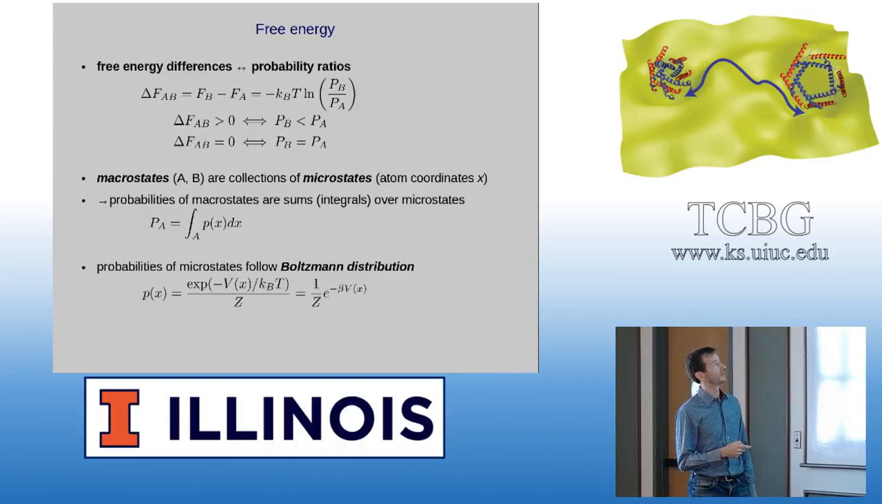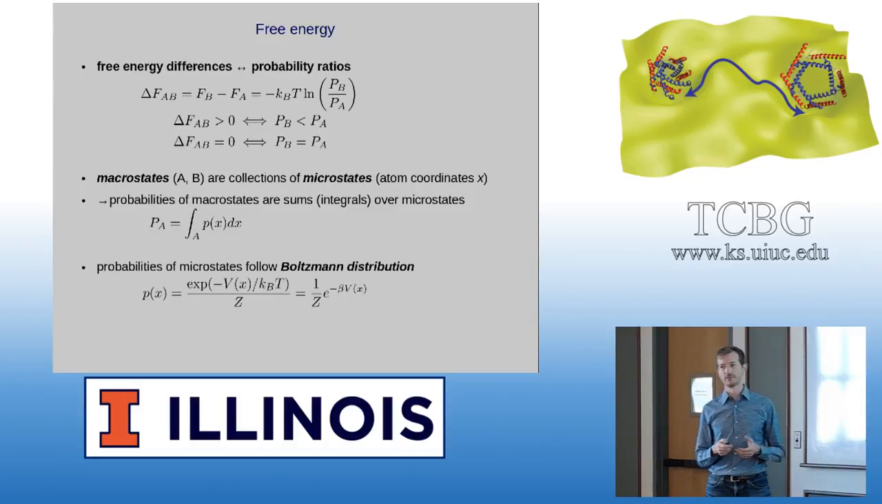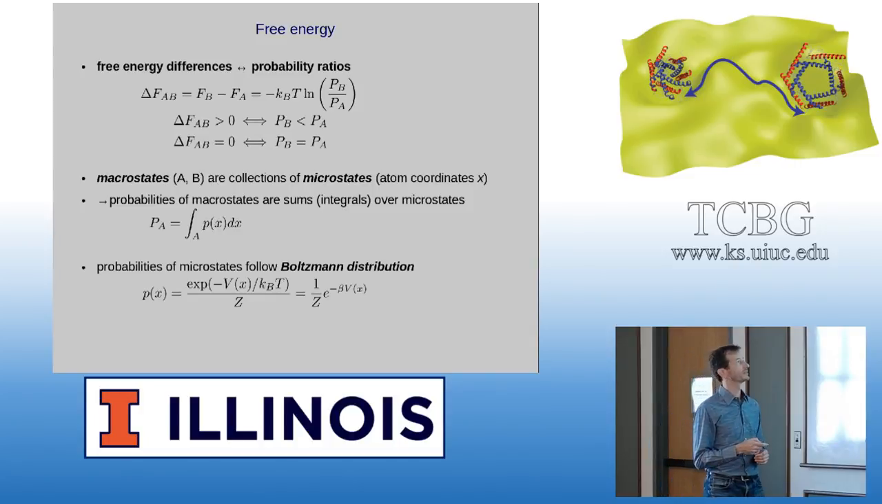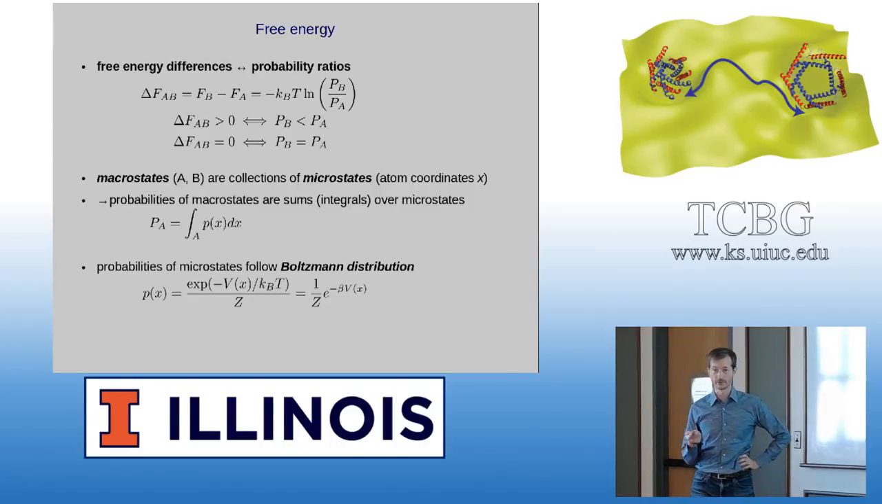Fair enough. Then these A and B would be macrostates. If you have a binding process, you know, bound or not bound. And there are collections of microstates, which is what we deal with in simulations, which are individual configurations of the system, characterized by the atom coordinates, X, Y, Z for all of the atoms. If you run a simulation, what you see is a trajectory, which is a collection of these snapshots. And if you want to compute the probabilities of macrostates, you need to sum the probabilities of all the microstates. Or if you do it in a continuous way, it becomes an integral.